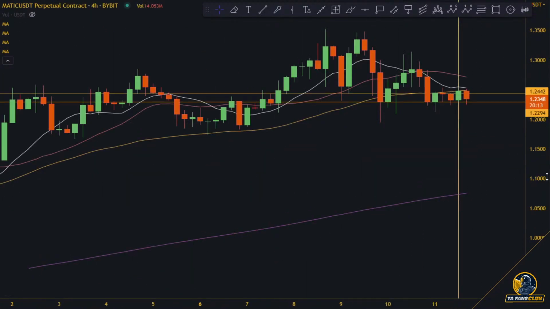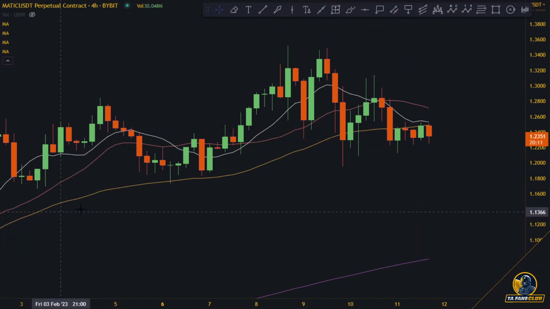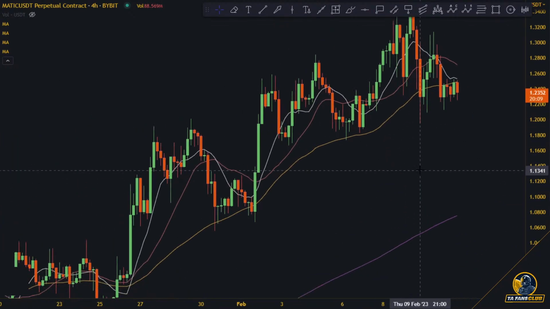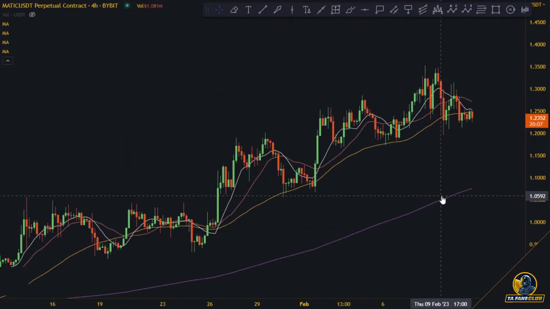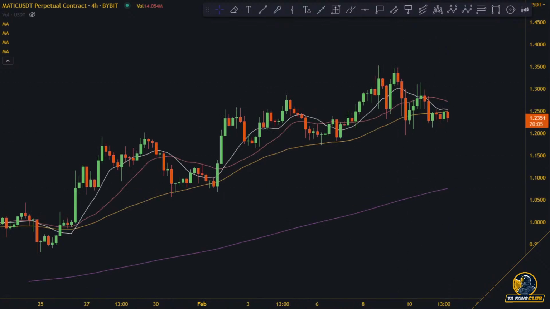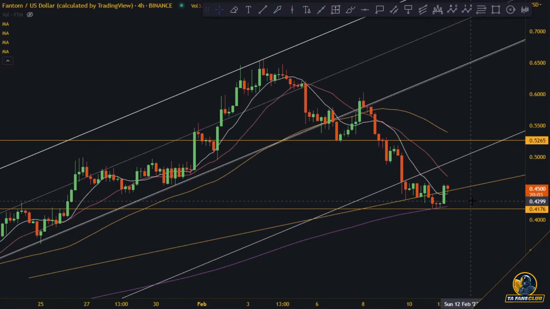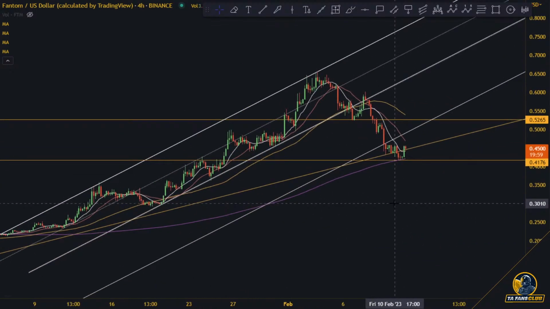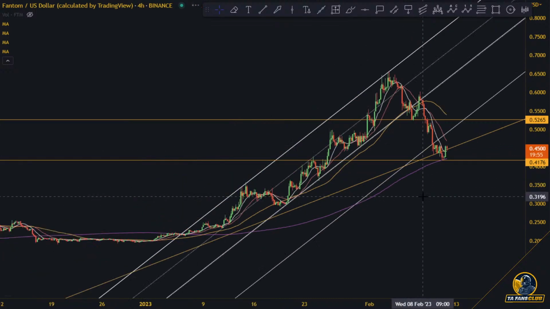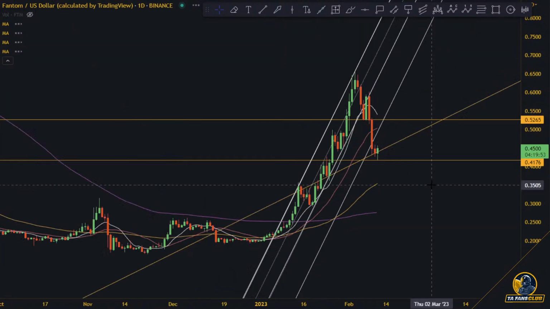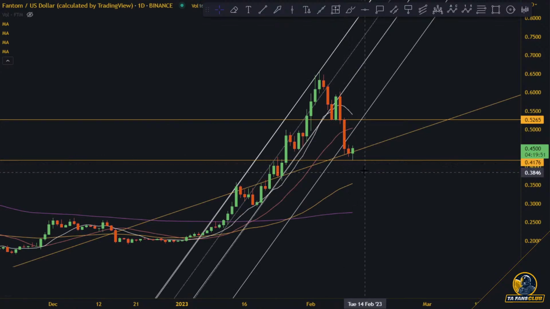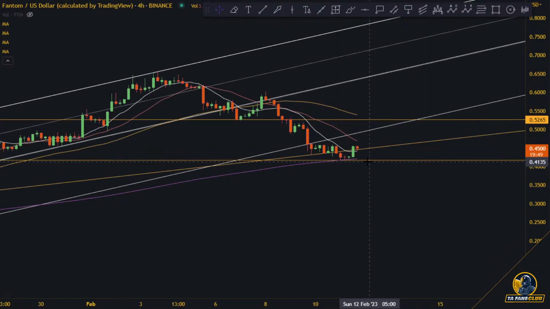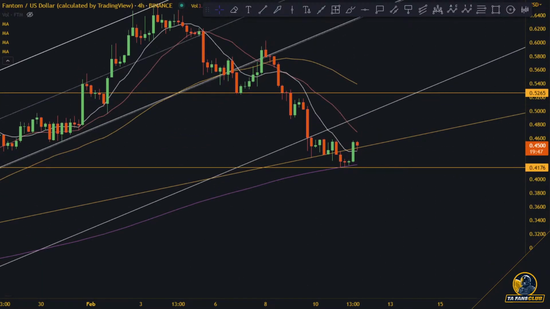Let's see up here. To me, Matic looks like a shorting opportunity, but I don't want to touch Matic on the shorts. This fell down, double the move right now, below that move down here. 200 moving average on the 4 hourly. Bouncing slightly, but literally no bounce. Slight bounce, but no bounce.